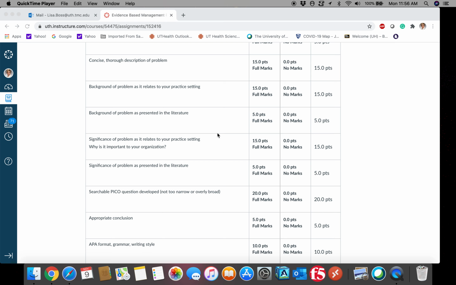So, in our hospital, there's a total of 3,000 medications given in the entire hospital in the month of May. And the rate of medication error was 5% or whatever. So come up with some sort of data to support the significance as it relates to your own practice setting, and then go back to the literature into the next paragraph there, significance of problem as presented in the literature.